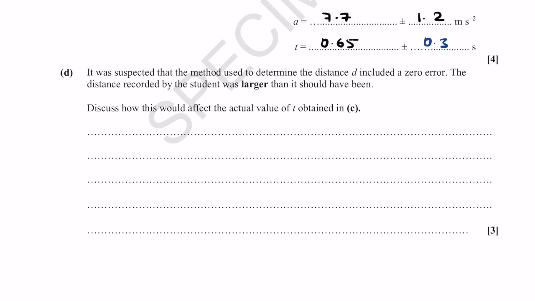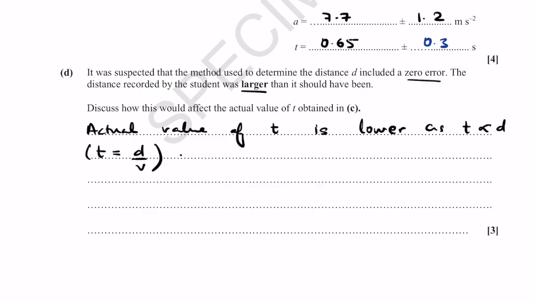Wow, that was long. Now for this one, it says it was suspected that the method used to determine the distance d included a zero error, and the distance recorded by the student was therefore larger than it should have been. Discuss how this would affect the actual value of t obtained in C. Well, the actual value of t would be lower, as t is proportional to d, right? t is equal to d over v. So it's the y-intercept, so the value of t will therefore be lower than what we have calculated.